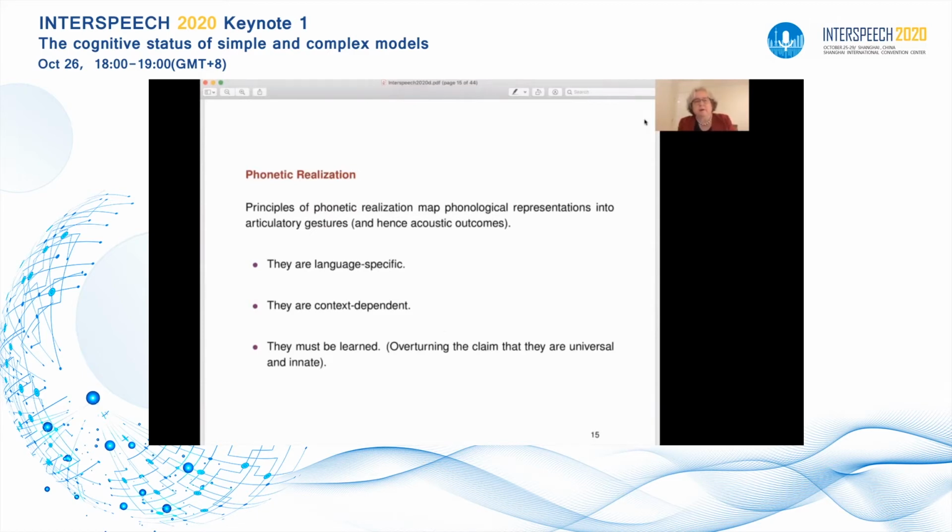Now, a second big part of this theory is the theory of phonetic realization. So principles of phonetic realization map phonological representations into articulatory gestures and hence into acoustic outcomes. And they're language specific, they're context dependent, and they must be learned. And that overturns the claim that they are universal and innate, a claim that was widely believed at the time in generative phonology.